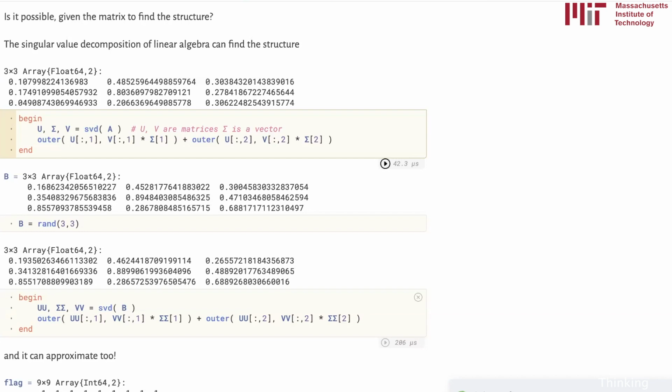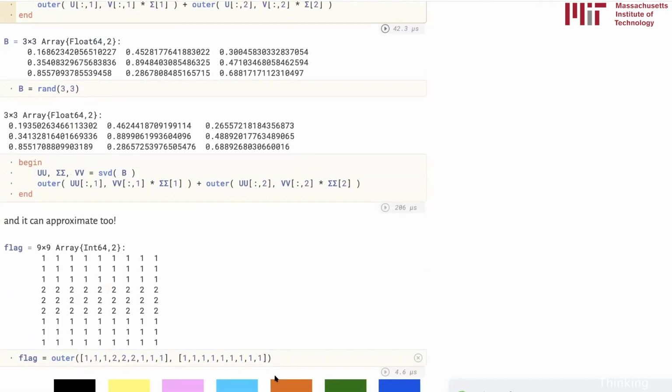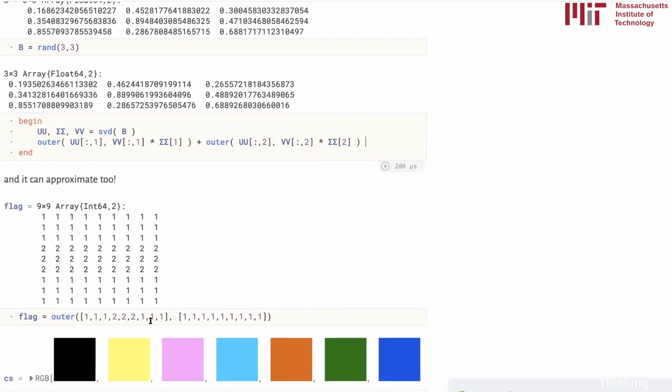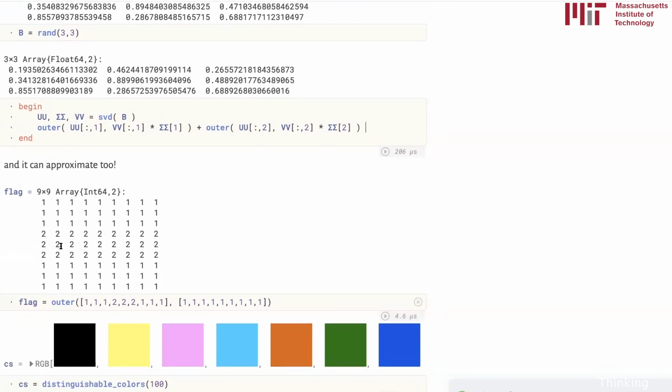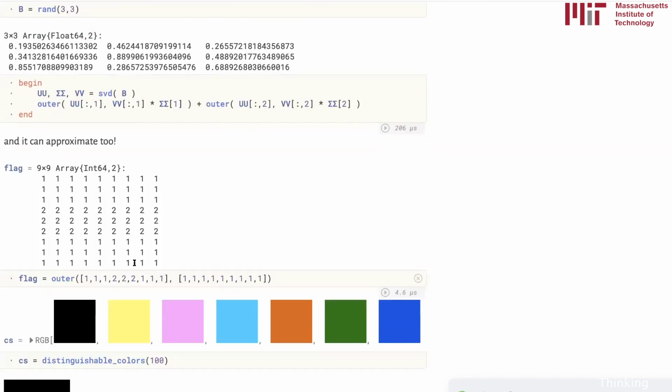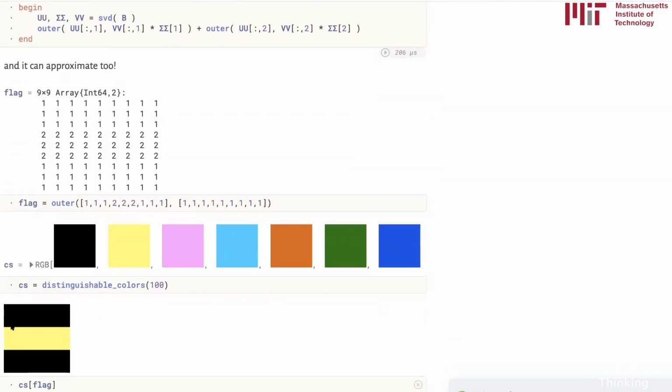So let's continue with this. Let's see what we can use our SVD, our singular value decomposition, for. Well, here's a flag. My flag here is an outer product made up of just ones and twos. It almost looks already like a flag numerically. If I use these distinguishable colors, I think this makes it look even more like a flag. I'm just indexing into distinguishable colors to make it visually pretty. So this is one outer product, just stripes.